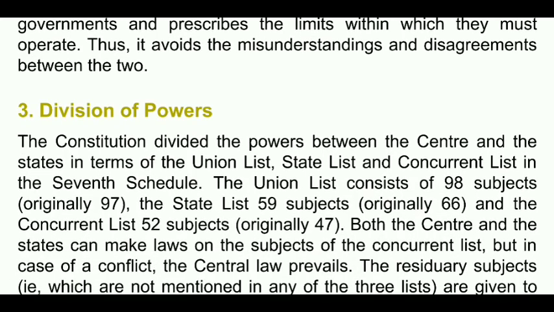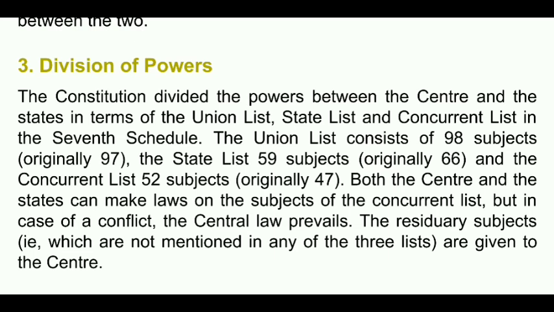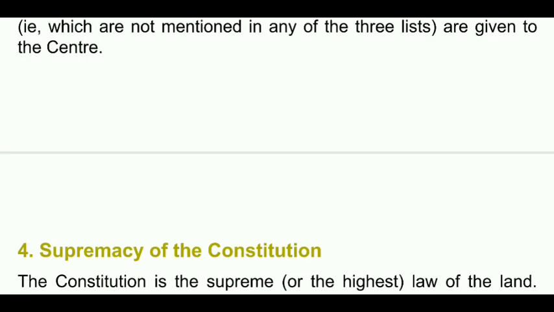Number 3, division of powers. The Constitution divided the powers between the center and the states in terms of the union list, state list and concurrent list in the 7th schedule. The union list consists of 98 subjects, originally 97, the state list 59 subjects, originally 66, and the concurrent list 52 subjects, originally 47. Both the center and the states can make laws on the subjects of the concurrent list, but in case of a conflict, the central law prevails.